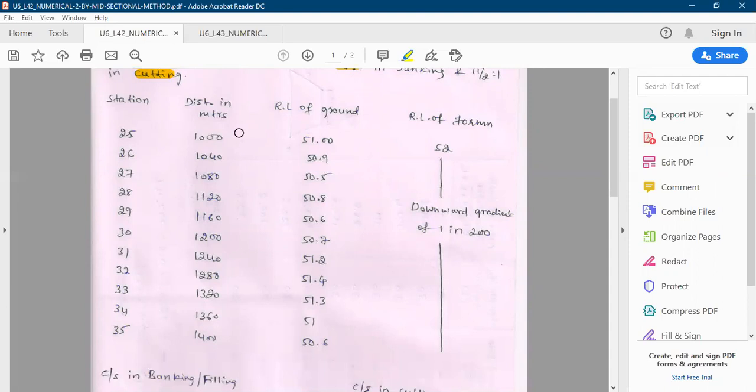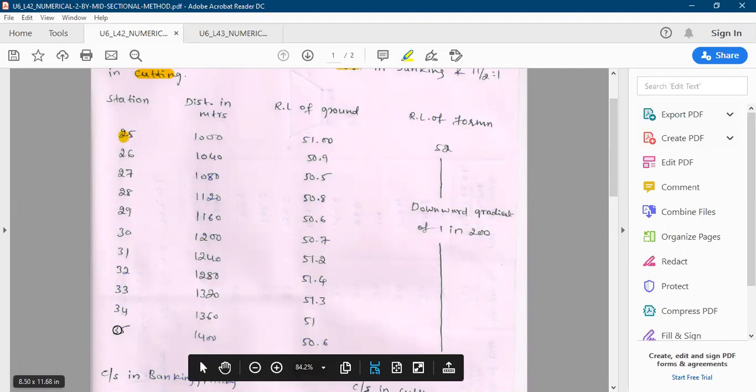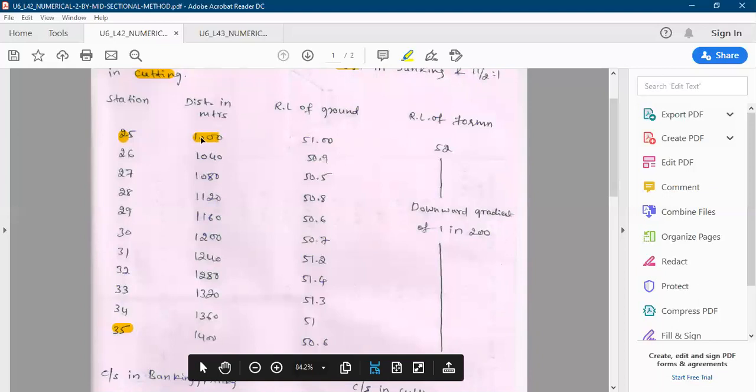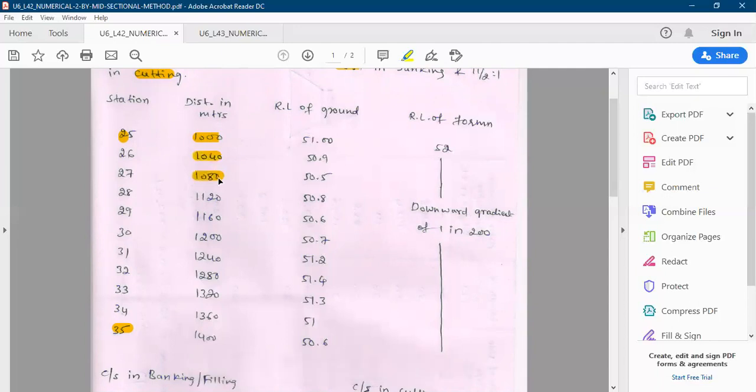Right, now they are giving the station numbers from 25 station to 35 station, 25th to 35th station, and here they have mentioned the chainage distances. Right, so between 400-meter stretch, the chainage distance is 1000 at first station, second station it is 1040, third station it is 1080, like that every point is varying at the interval of 40-meter distance. Right, so if you go on varying at every point as 40-meter distance, at the end you will get the total chainage distance as 1400-meter at 35th station.